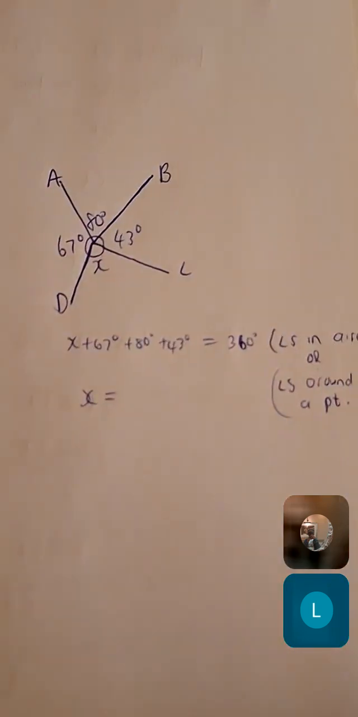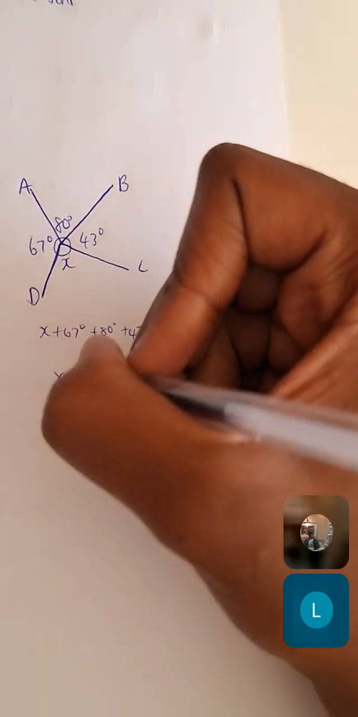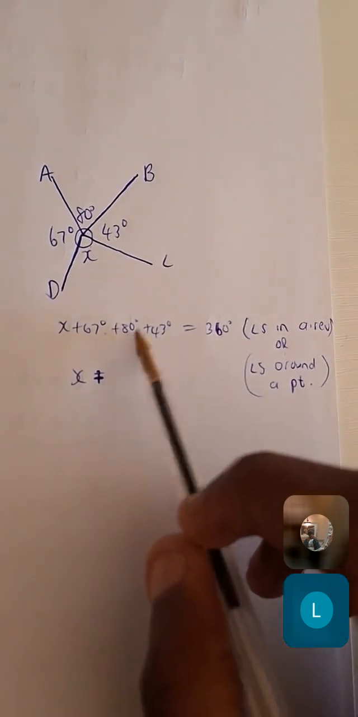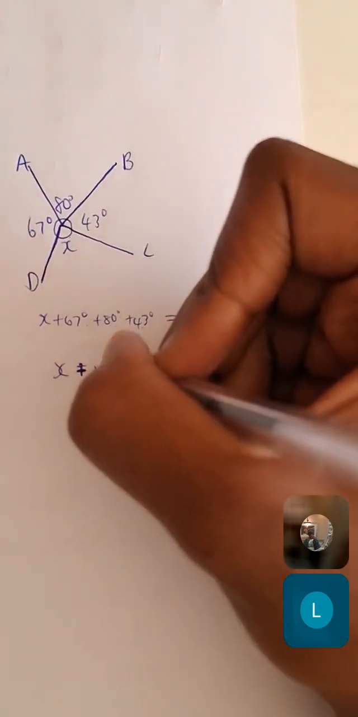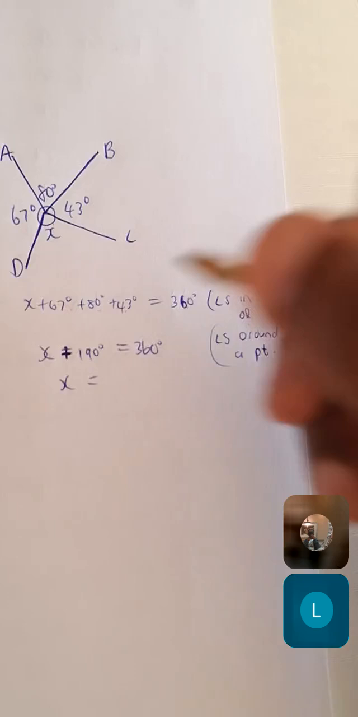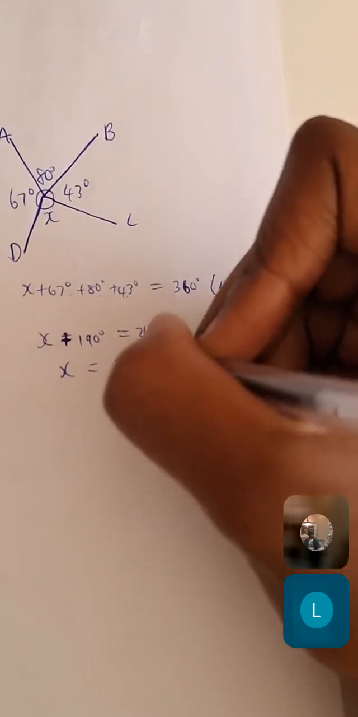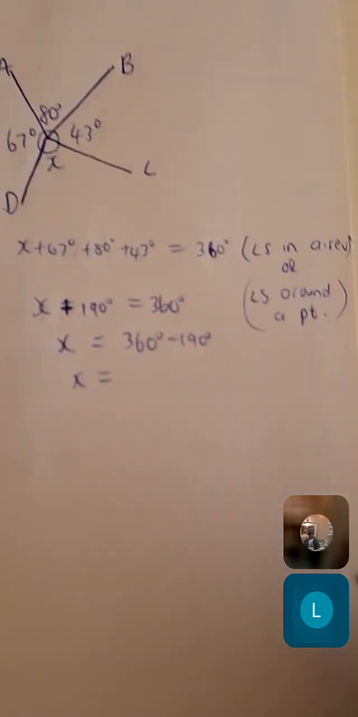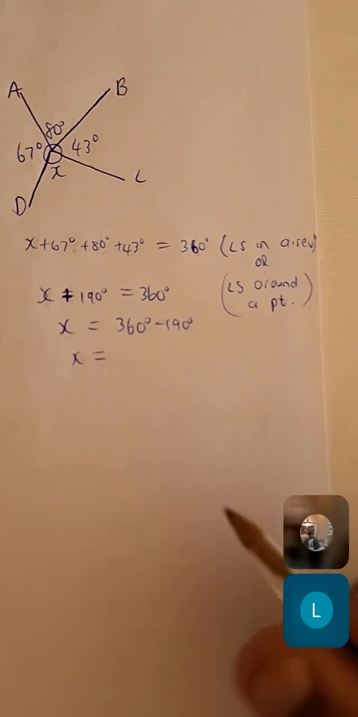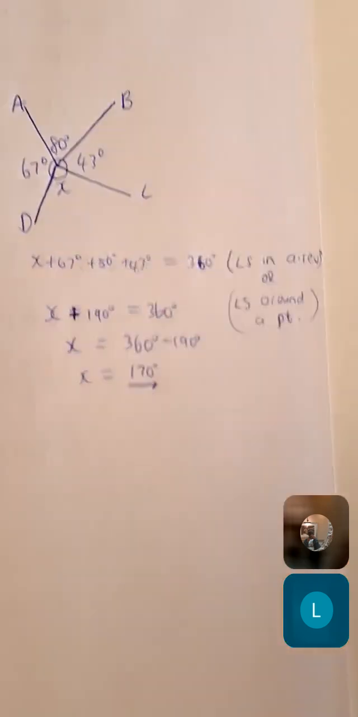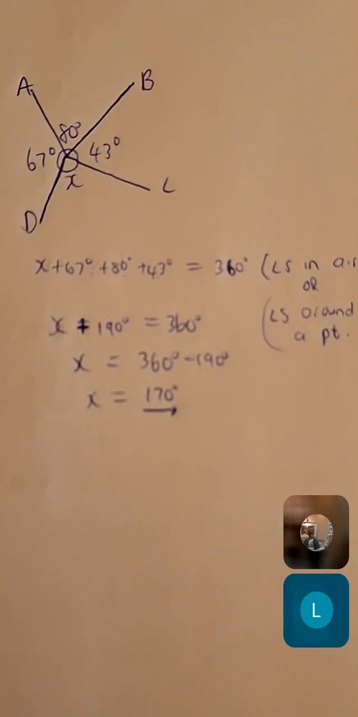Then from there, x plus 190 equals 360. When you add everything, 67 plus 80 plus 43 is 190. Then we transpose the 190 to that side, so x equals 360 minus 190, which gives us 170. X equals 170 degrees. Spot on.